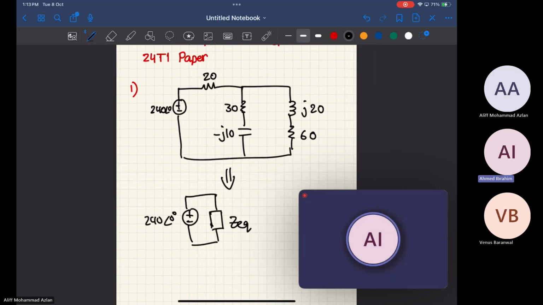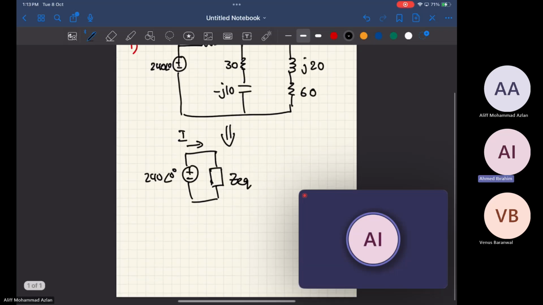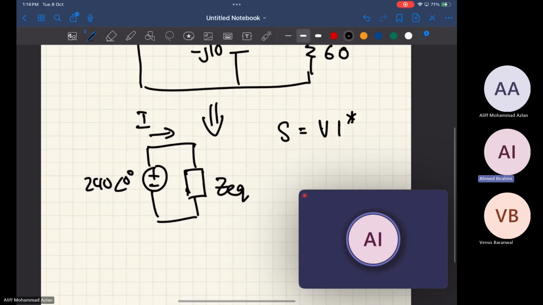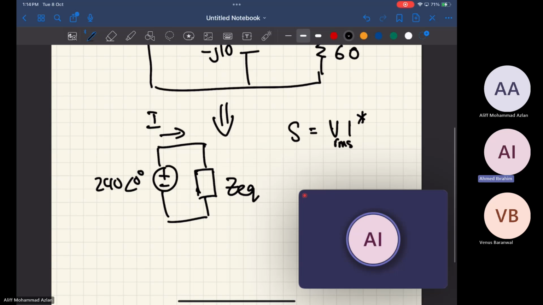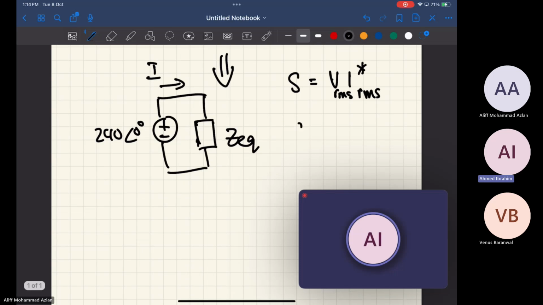Once that is done, I know the voltage across that impedance, and I can work out the current, and then we calculate complex power by doing V times I conjugate. Now, this formula holds when both of them are in RMS. If it's not given in RMS, then you'll have to add a half. So that's also equal to a half times V times I conjugate when it's peak value.